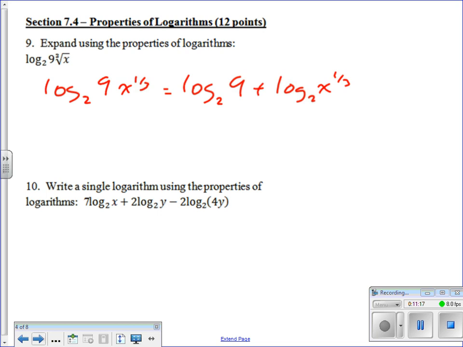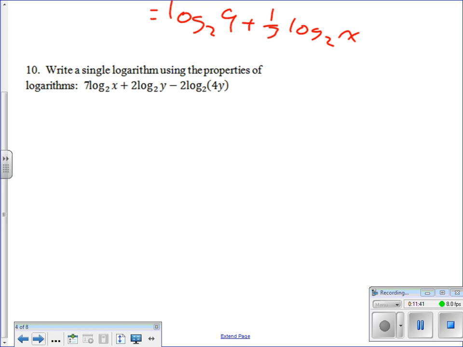And then the last rule says that I can take my power and bring it down out in front. So I get log base 2 of 9 plus 1/3 log base 2 of x. And move the page up so you can see it.